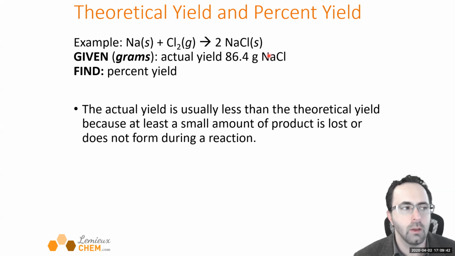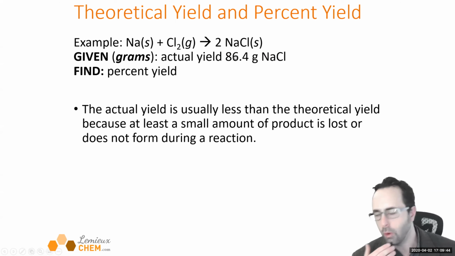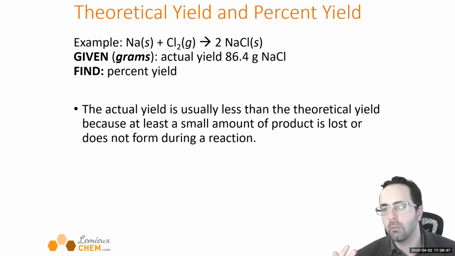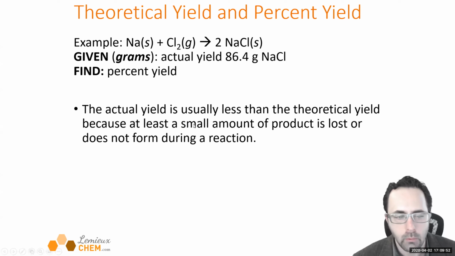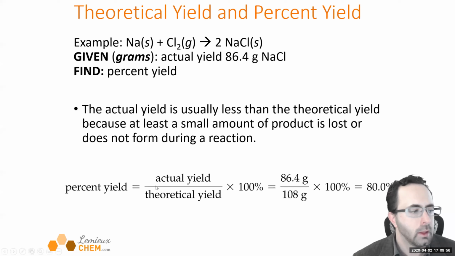So you have to be told how much the actual yield was in the experiment. This question is now saying the actual yield was 86.4 grams. So theoretically, we could have made 108 grams, but actually we made 86.4. If we want to know the percent yield, it's the actual yield over the theoretical yield. So the actual yield was 86.4 grams, which was given to us in the problem. The theoretical yield, what we could have made, was 108 grams. And we multiply by 100% to make it a percent.